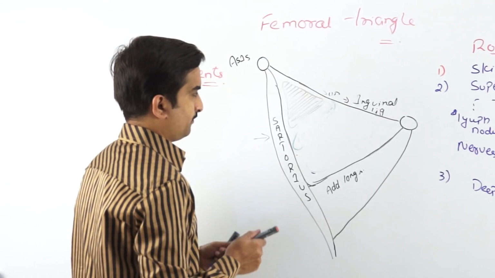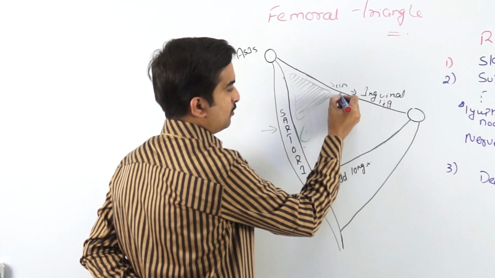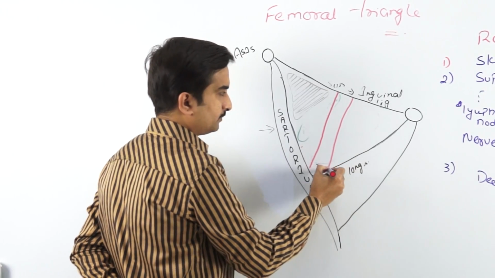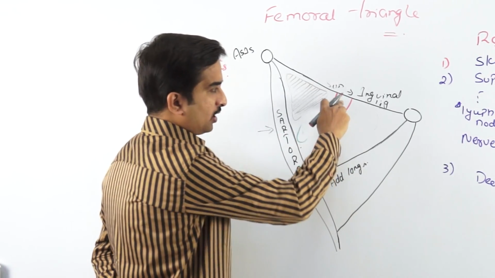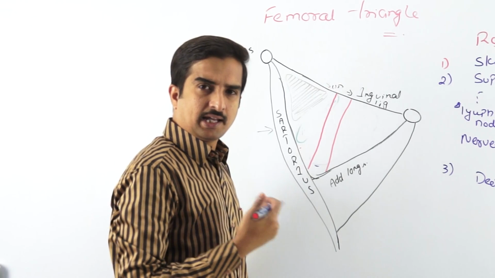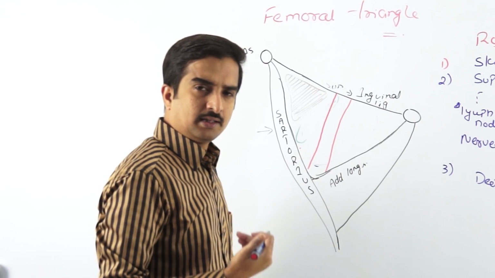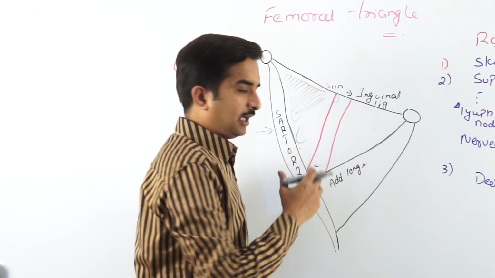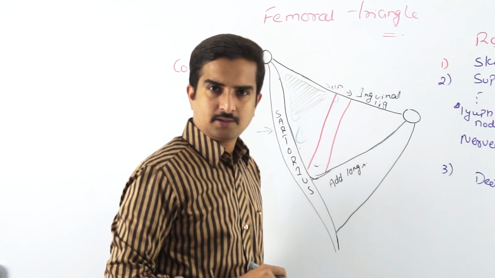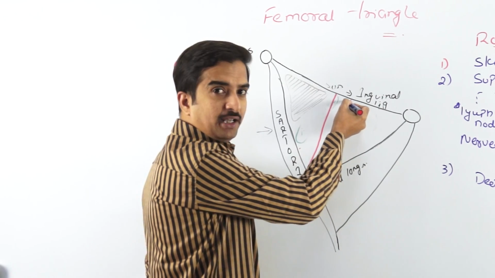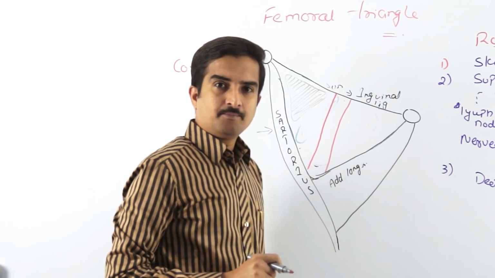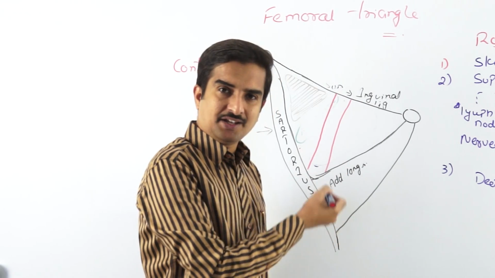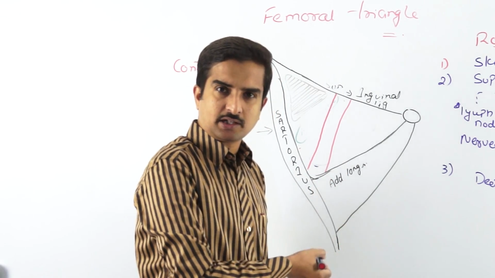So first I will draw the femoral artery here. If you see, the femoral artery arises from the mid-inguinal point. That is the reason I first mentioned the femoral artery here. It extends from the mid-inguinal point to the apex of the triangle, because the apex of the triangle is directed downwards towards the adductor canal.